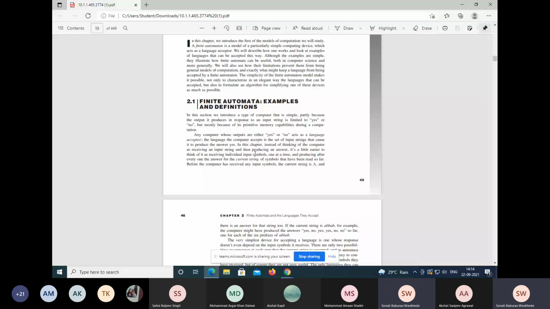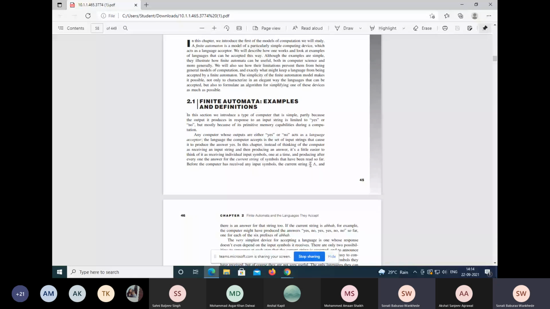So the language the computer accepts is the set of input strings that cause it to produce the answer yes. In this chapter, instead of thinking of the computer as receiving an input string and then producing an answer, it's a little easier to think of it as receiving individual input symbols, one at a time. You have to understand this paragraph. And producing after every one the answer for the current string of symbols that have been read so far. What can you understand by this?